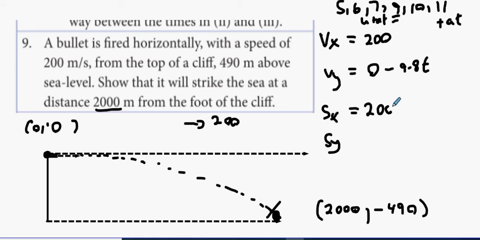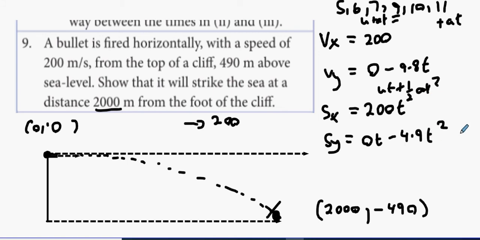Sx, anybody? 200 meters per second multiplied by the time you're traveling. Or you could use ut plus a half at squared and realize that there's no acceleration, so you don't need to worry about it. What about Sy? 0t, plus half of 9.8, which is 4.9, times t squared. And let's get rid of the 0t. It doesn't need to exist.